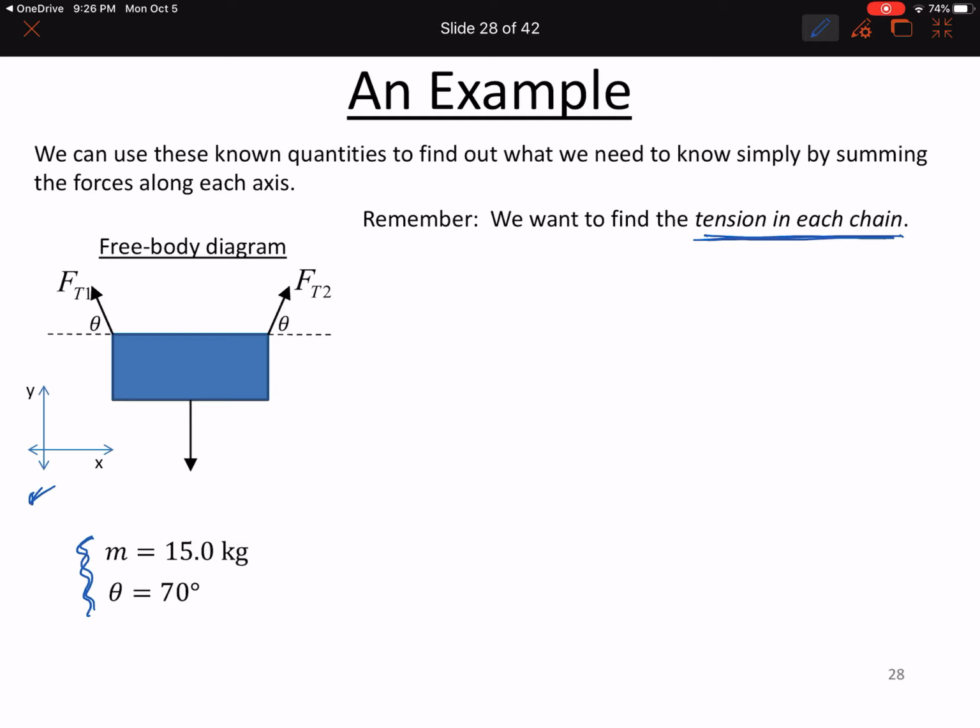And there's no real rhyme or reason to start with one versus the other. So let's just start with the sum of the forces in the y direction. And we know that has to be equal to 0 because the acceleration is 0 for this sign. There are three forces that have y components: the first tension force, the second tension force, and the force of gravity.